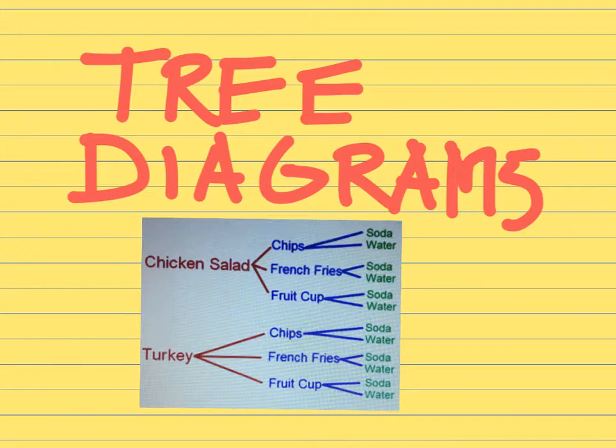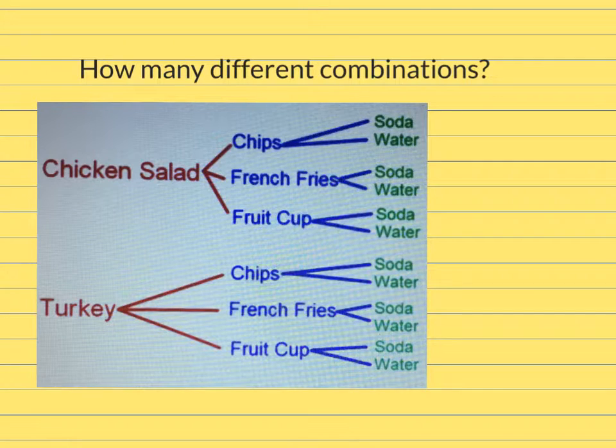All right, in this lesson, we are going to look a little bit more in depth at tree diagrams. We're going to explore some of the different questions you could be asked about tree diagrams. So here's one question. How many different combinations could there be if we had two different lunch choices, chicken salad and turkey, three different types of sides to choose from, and two different types of drinks?